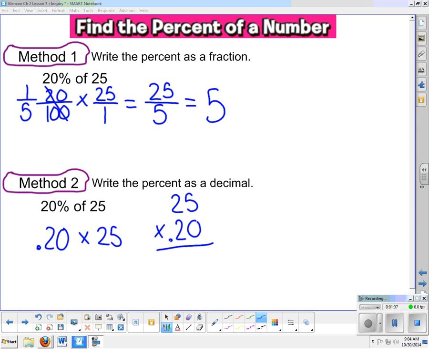We can ignore the 0, right? 5 times 5 is 25... 5 times 2 is 10, and regroup, and we get 5. We have 0 decimal places and 2 decimal places, which means we need a total of 2 decimal places. Again, 20% of 25 is 5. Both methods work. It's just personal preference.